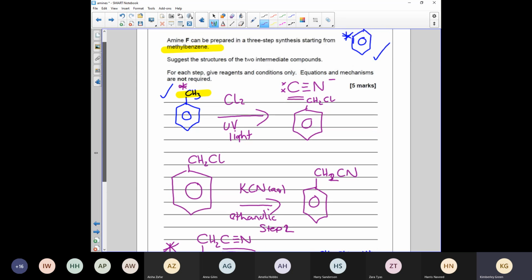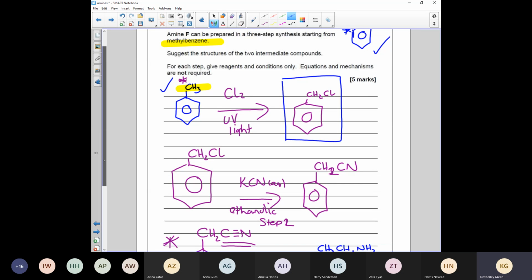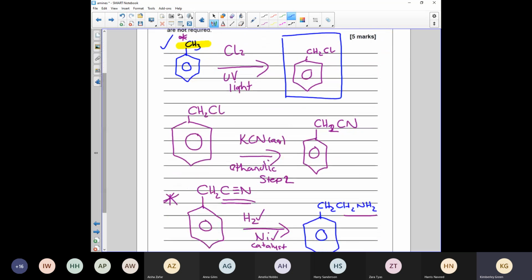To be honest, I don't think I've answered the question actually properly here. I've just kind of gone through the little steps. So it suggests the structures for the 2 intermediate compounds. So in your answer, I'm just going to get rid of this. Intermediate products are just products you make in the middle. So that's not one of my reactants, it's not one of my products that I want, it's not amine F or methylbenzene, so that's one of my intermediates. That is my other intermediate.